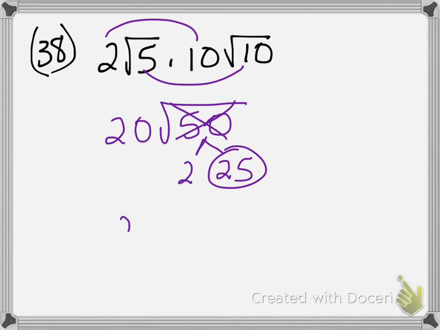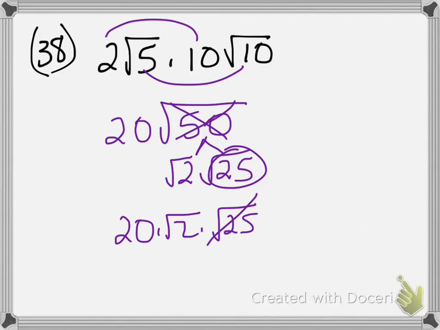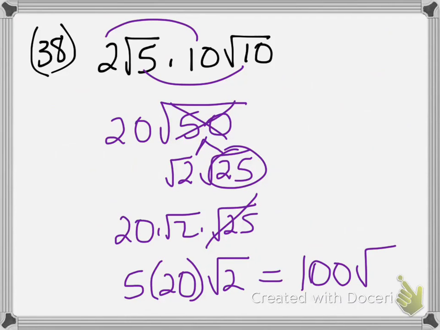So what I have now is 20 times the square root of 2 times the square root of 25. The square root of 25 is 5, times 20 times the square root of 2. 5 times 20 is 100. 100 square root of 2 is my solution.